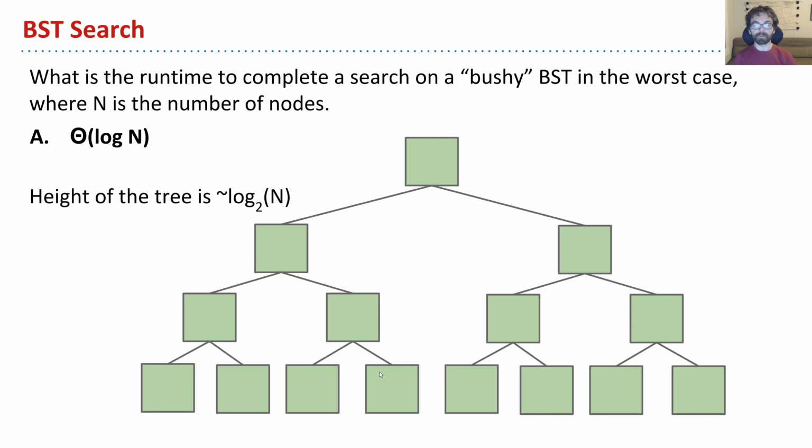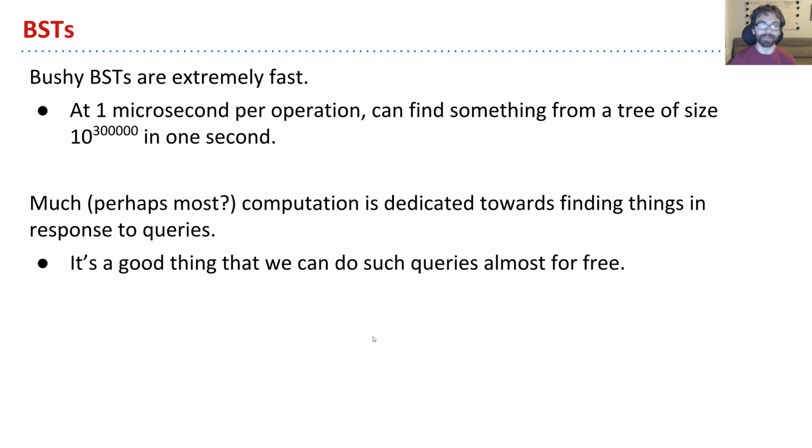Okay, great. So, is that good? Well, yeah, it's real good. Turns out that having a data structure where you can find anything in log time is an incredibly powerful and amazing thing. If you have a binary search tree that is in fact bushy, then even if you had a tree that was 10 to the 300,000 different items, which is just a mind-boggling and crazy number, and you had a slow computer that can only do an operation every microsecond, so like 1 megahertz, that's pretty bad, you would still be able to find something in 1 second, even if it's that big.